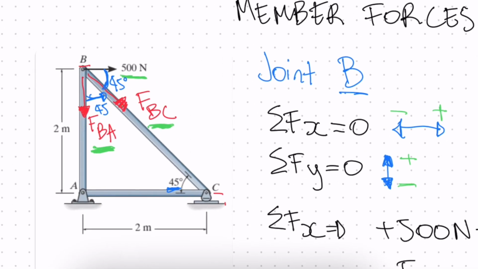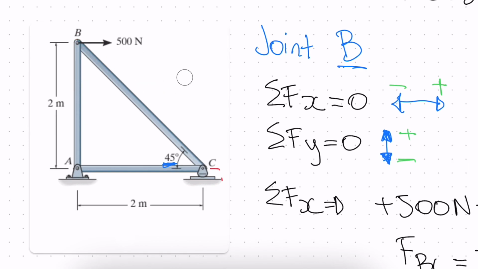If we redraw our forces here, we'll end up with something like this. This member will be in compression. FBC is equal to 707.1 newtons in compression. And this will be 500 newtons, and it'll be in tension.